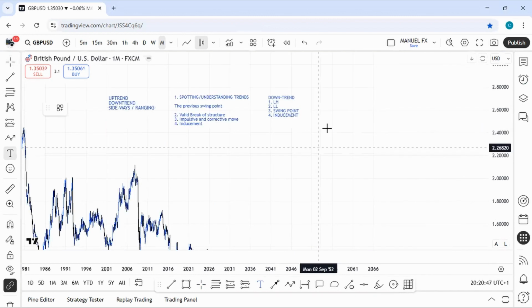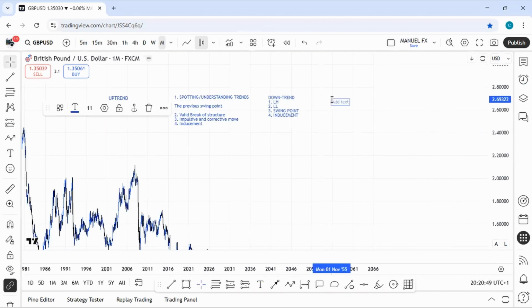Sorry, I had to look at something. Then for an uptrend, if price is on an uptrend, remember I told you that we are going to be taking note of certain things as well: the higher high, the higher low, the swing points, and the last thing is also inducement. I remember telling you guys that inducement is also called liquidity. It's the same thing.